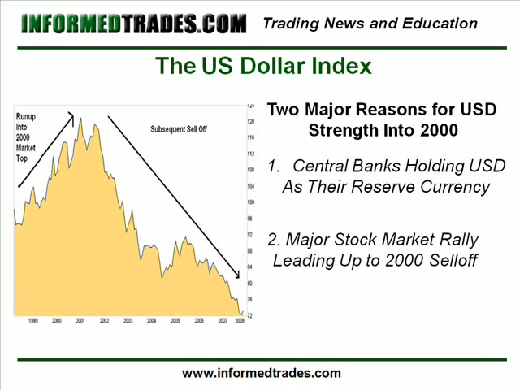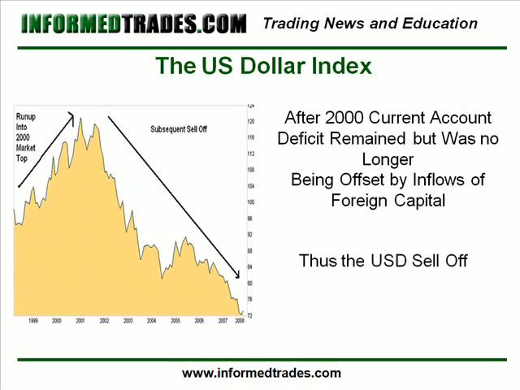Number two is, as most of you will remember, the NASDAQ top, which happened in March of 2000, was preceded by a major bull market in the United States, and one in which foreign investors were active participants. As we learned about in our lesson on capital flows, this creates a large demand for dollars, further helping to offset the large current account deficit. After the sell-off in the NASDAQ, however, foreign investors fled the U.S. stock market along with a lot of other traders and investors. As there was no longer as much foreign capital flowing in to offset the large current account deficit, the U.S.